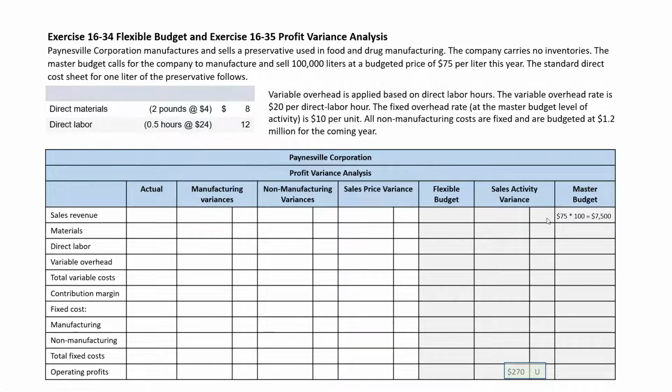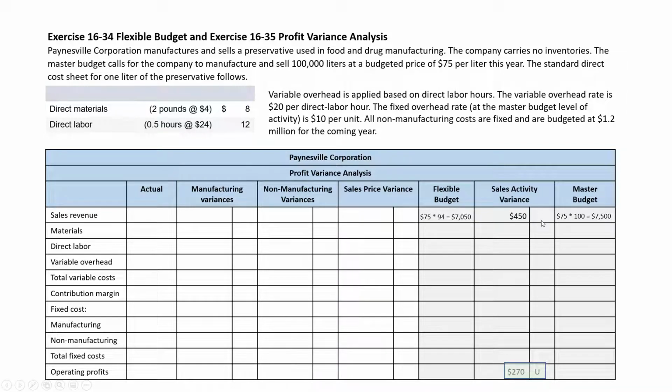For a flexible budget, if you recall from the last video, instead of multiplying our $75 selling price times the planned level of activity, we multiply it times the actual level of activity for the finished goods. My prior video explained that that was 94,000 units. Again, dividing by 1,000 would be 94. And so that would be 7,050, or really 7,050,000. So for our sales activity variance, we simply take the flexible budget of 7,050 minus the master budget of 7,500, and we have a $450 difference.